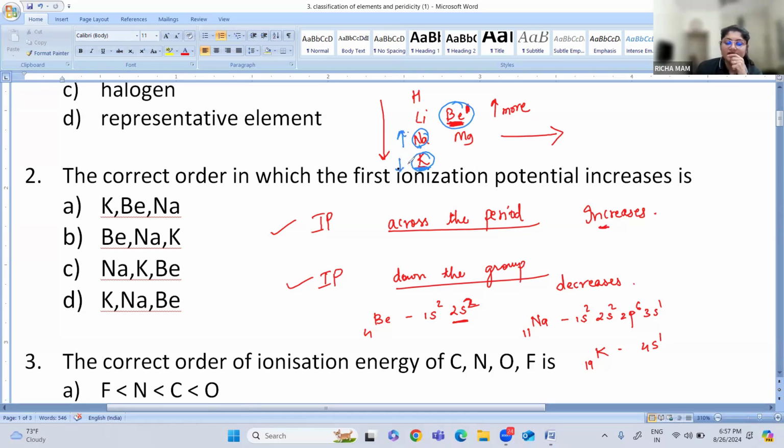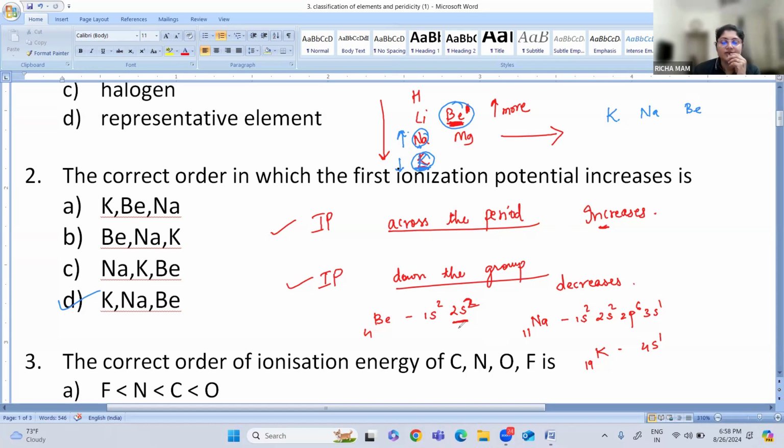So if I write the sequence, first will be your potassium, then your sodium, and then your beryllium. So this is the correct increasing order. So it is option number D. So like this, you have to apply the knowledge of ionization potential. Ionization potential across a period increases, and down the group it decreases.